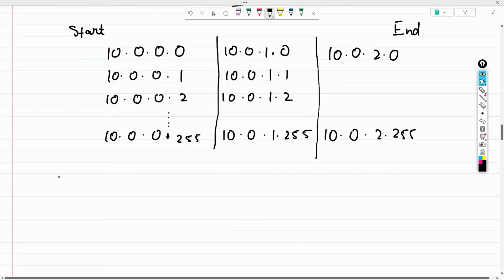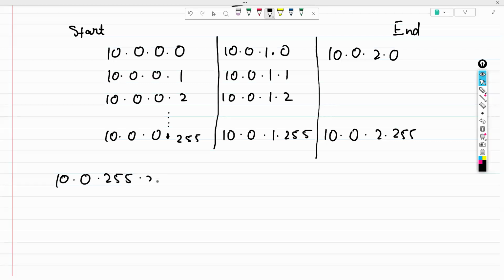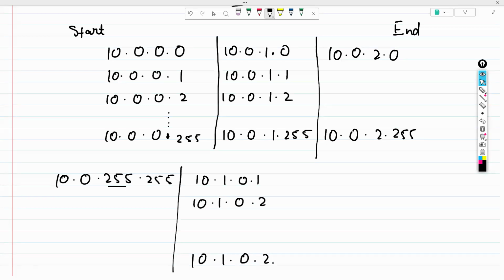And this will go up till where? It will go up till 10.0.255.255. So now we have come to an end of 255 over here. This is where it will jump to the second octet, 10.1.0.1. Then 10.1.0.2. Like this, it will go up till 10.1.0.255. Right. So where will this end? It will end at 10.255.255.255.